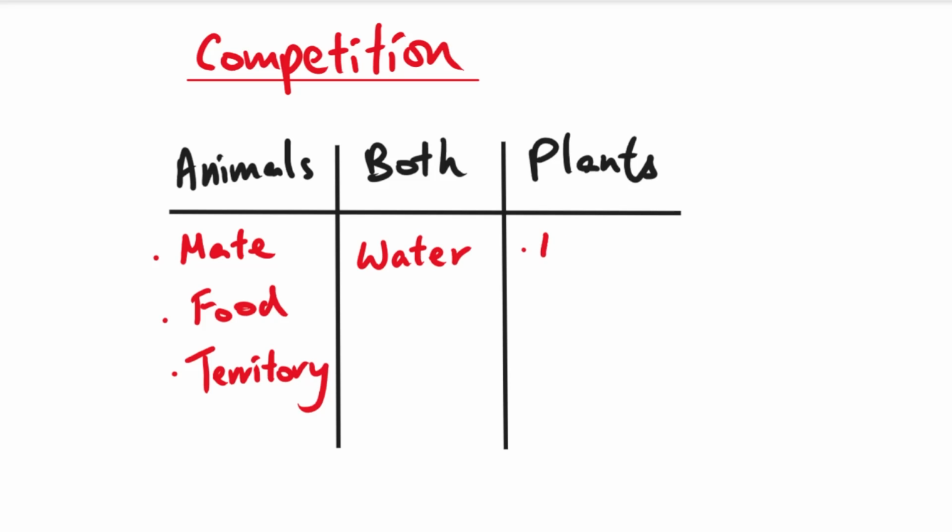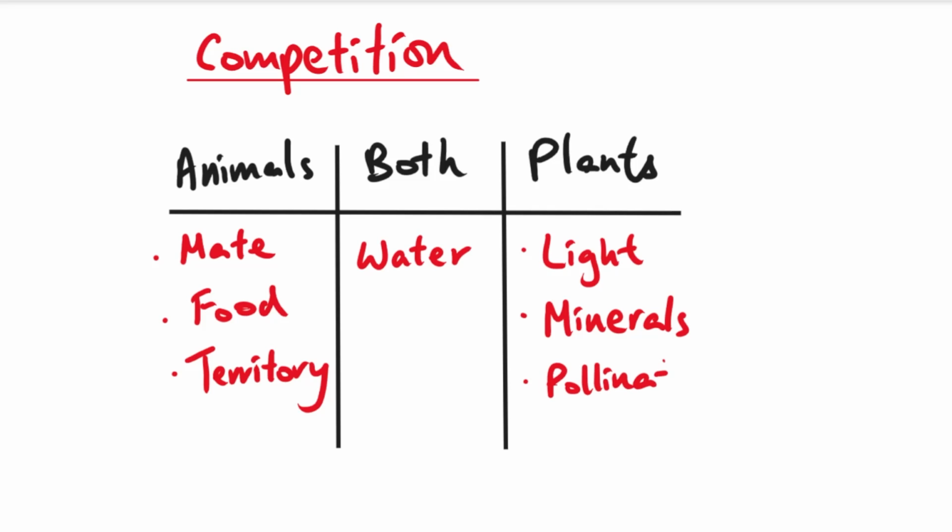For plants, they would definitely compete for light as well for photosynthesis. So for example, taller plants might be able to have more access to more light, so therefore more photosynthesis can occur. In the soil, apart from water, they would also compete for minerals to ensure they can actually grow healthily, and perhaps they might also compete for pollinators. So this can be done through, for example, specific adaptations that the plants have. For example, nectar that can give off a sweet smell to attract the pollinators, or perhaps brightly colored petals. We'll talk about adaptations later on.